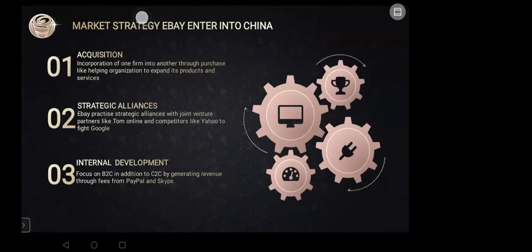So you can see first is acquisition. What acquisition means is the incorporation of one firm into another through purchase, helping an organization to expand its products and services. For information, eBay entered the China market in 2002. And these are the strategies that it used. Acquisitions means that it cooperates with other industry players to merge forces together. So it will have these two effects. It will merge with other players, related or unrelated businesses, just to expand its force.